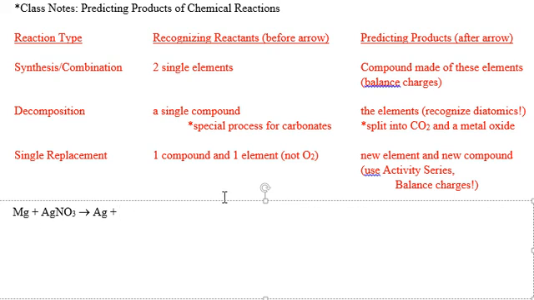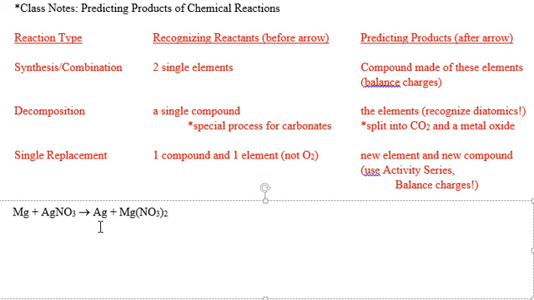But you have to remember to balance charges. This is key to getting these reactions right. Magnesium is a +2. Nitrate is a -1. So we have to have 2 nitrates for every magnesium in order to balance those charges. Okay, so that is the correct product.